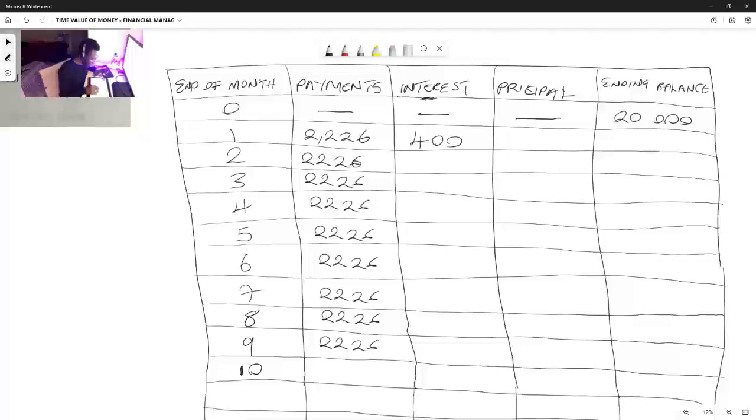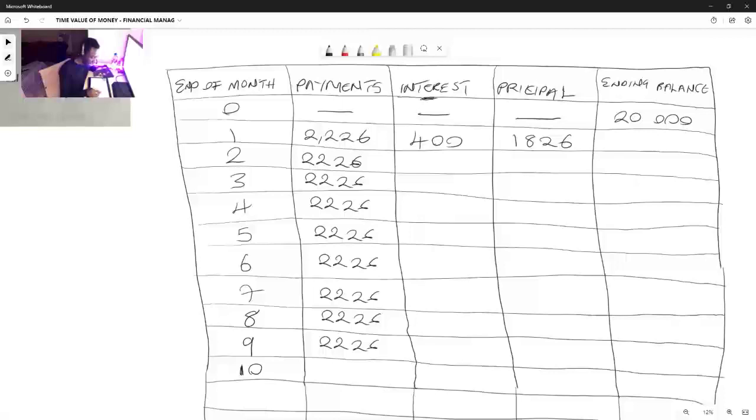And then in order for us to get the principal, we're going to have to subtract 400 from 2,226 here in period 1, right? So 2,226 minus 400, we're going to get 1,826. So we're going to get 1,826 as our principal. Okay, so we have 1,826.